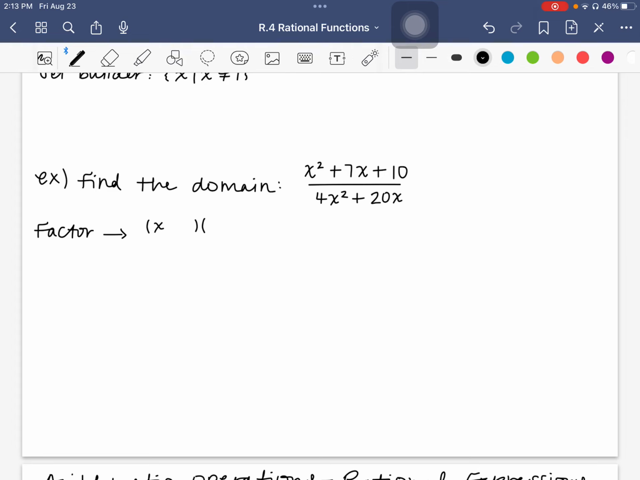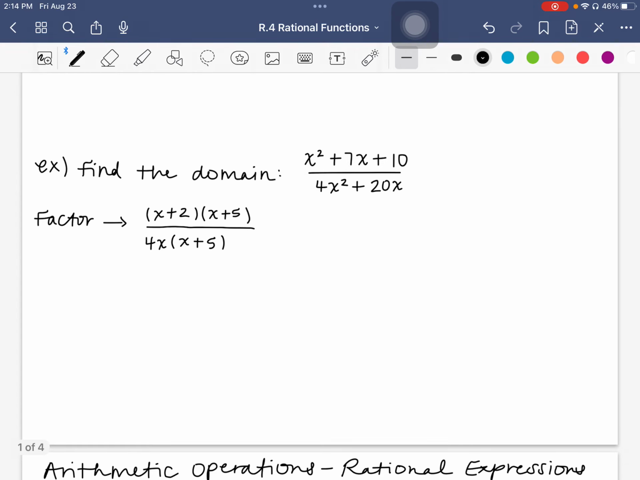We have x's here, and two numbers that add to 7 and multiply to 10 are 2 and 5. And like I said, we're just adding everything, so we don't need to be careful with the signs there. And then in our denominator, I see that both terms here have a factor of 4x. So I will pull that out. All right, and then we want to find which values will make our denominator equal to 0.